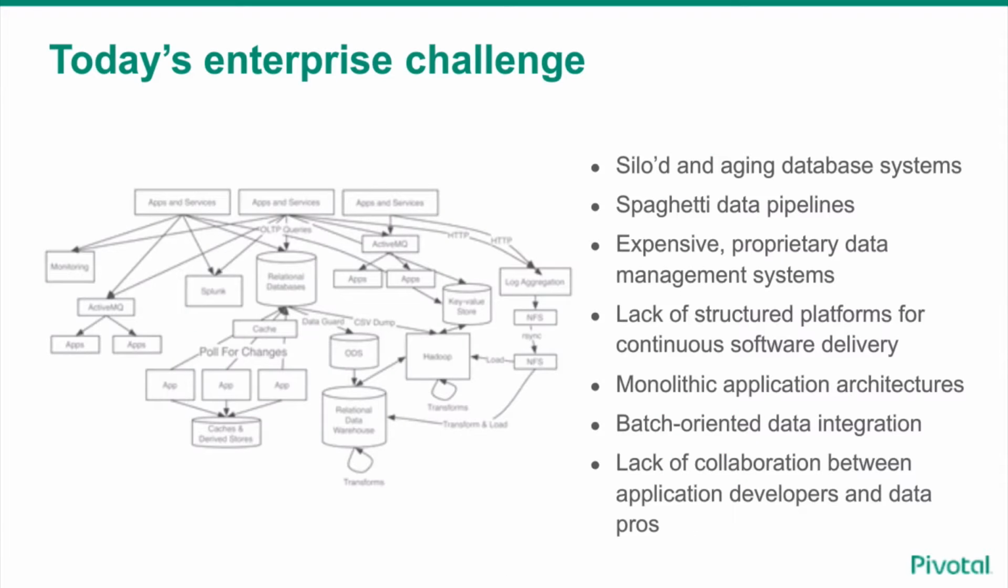And then if you zoom out just a little bit more and take a look at the larger infrastructure that we see in most large enterprises anyway, what they're dealing with looks something like this. It tends to be a mess, frankly. You've got siloed and aging database systems, you've got spaghetti data pipelines, a lot of expensive proprietary systems, monolithic application architectures, as I mentioned, batch-oriented data integration, and certainly a lack of collaboration between application developers and data professionals. So this really isn't conducive to putting data to work.